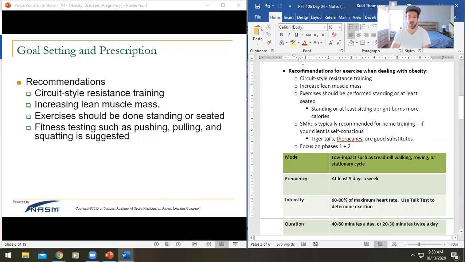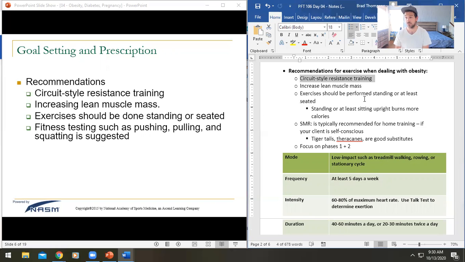So what are our recommendations when working with obesity clients, right? What are our recommendations in general if we're considering our FIT principles, and we're going to write some SOAP notes, right? Well, circuit style training has been shown to be very effective. One of my clients asked me yesterday, well, why are we doing this in a row? Why don't we take rest after everything?